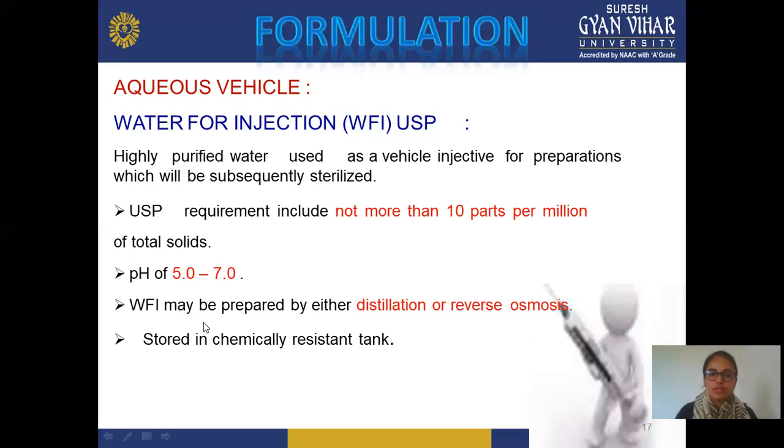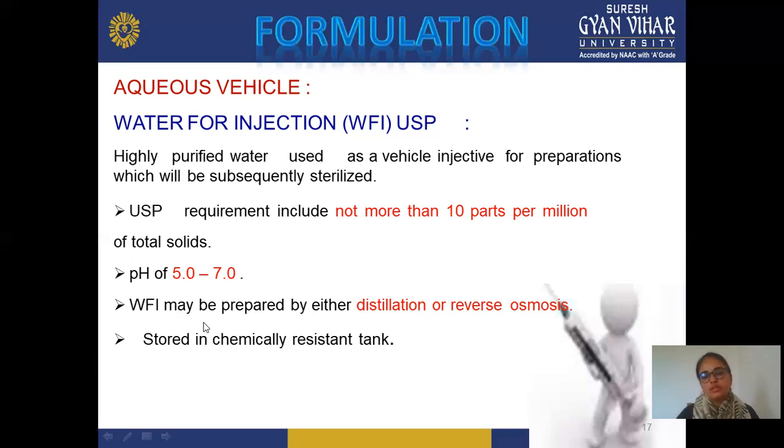You should sterilize your formulation and your excipient, and the USP requirement includes not more than 10 parts per million of total solids. Means this is a limit or condition, or you can say a criterion that can be accepted according to USP. It is not more than 10 parts per million of solids. And the pH of this aqueous vehicle, water for injection, is 5 to 7. That is approximately weakly acidic or maybe neutral.